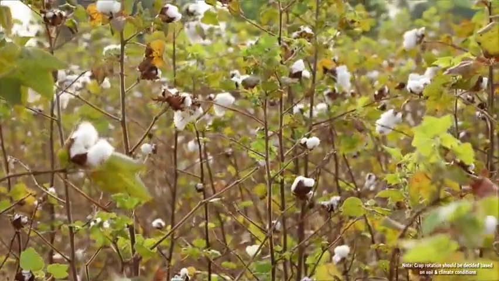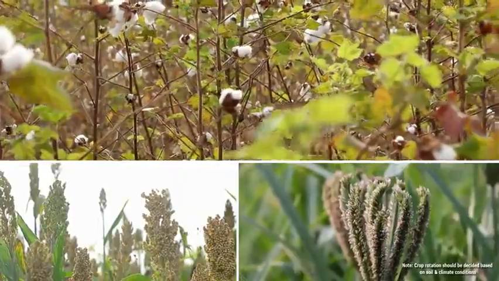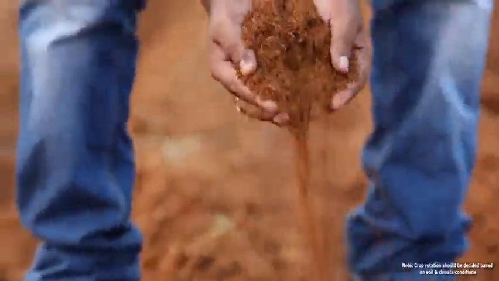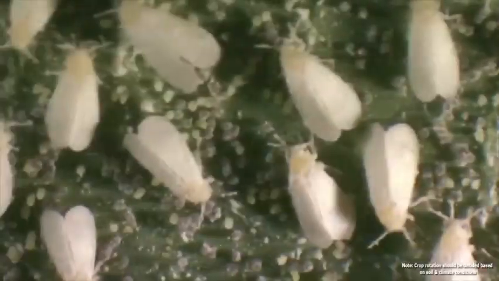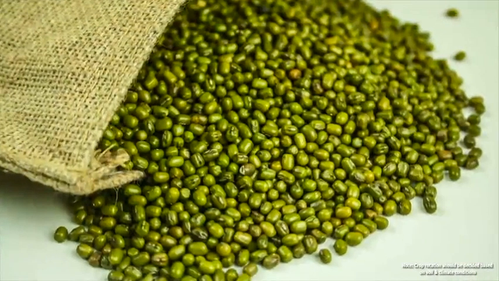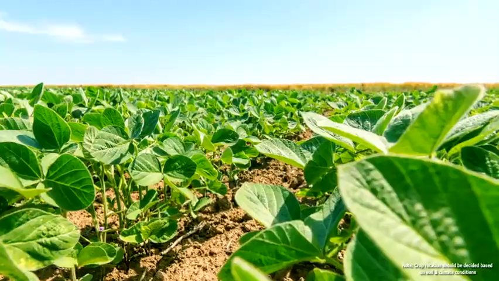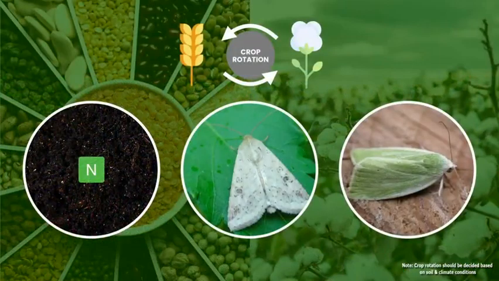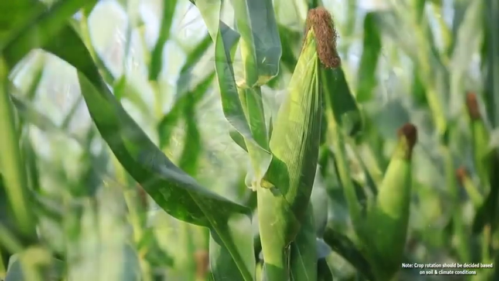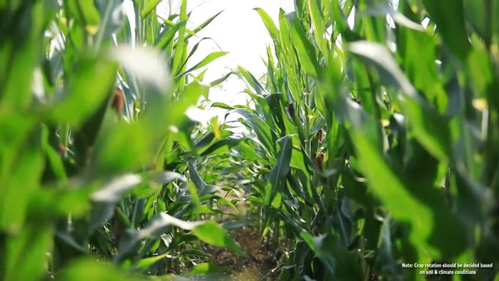Cotton crop rotation can be done with cereals like sorghum and ragi, which would loosen compacted soil because of its fibrous root systems and control whitefly. Legumes like green gram, black gram, soya bean would add nitrogen to the soil and control helicoverpa and areas. Grains like maize would increase the organic matter in the soil.